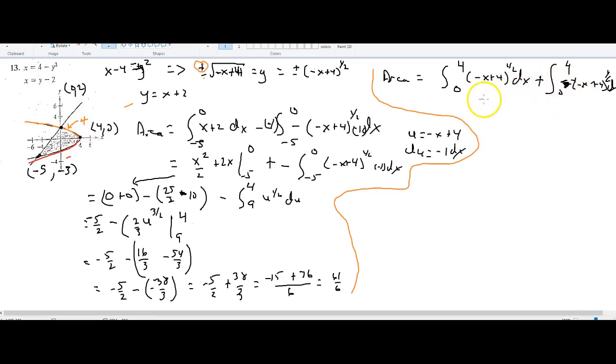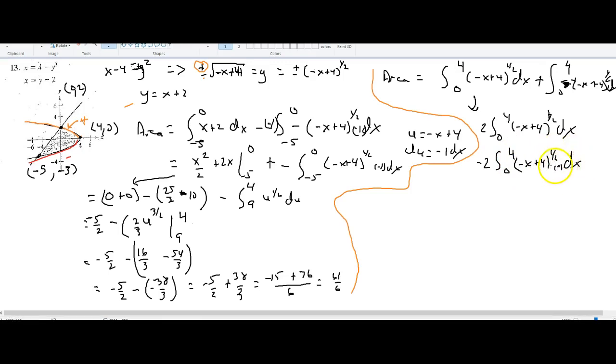So because they're going to be the same value, I'm going to move forward and just go to the integral from 0 to 4 of negative x plus 4 to the 1/2 dx. What will I set u equal to? It's right here. We've already done this before, so this becomes negative. I need a negative out front, so I throw a negative out front: 0 to 4, negative x plus 4 to the 1/2 power dx.